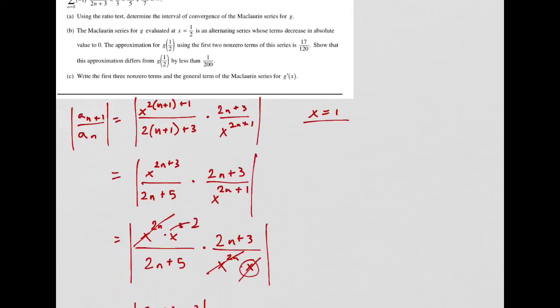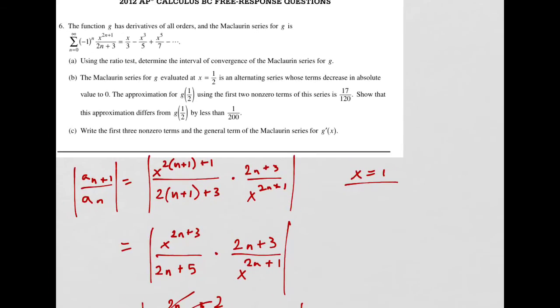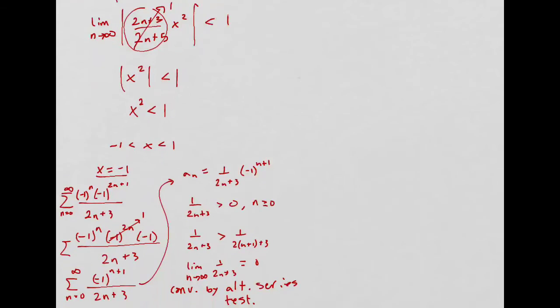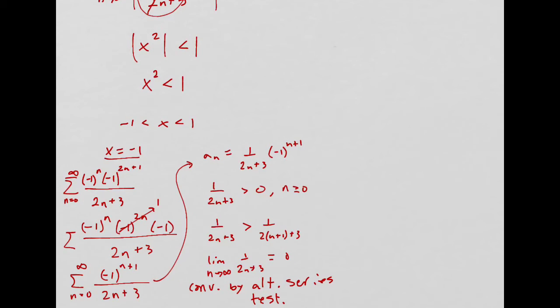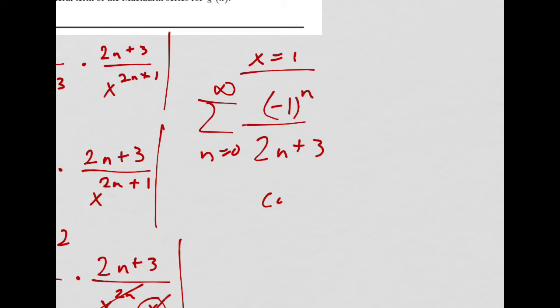And if we check x equals 1, what am I going to get? This part is just 1, so I don't even need to write it. (-1)^n over 2n plus 3, and I'm summing that, n equals 0 to infinity. This is the same thing that we just looked at, except now we have n plus 1. So this is also convergent by alternating series. I don't have to show any work because it's the same thing, except for n plus 1. All the steps are the same. Alternating series test.